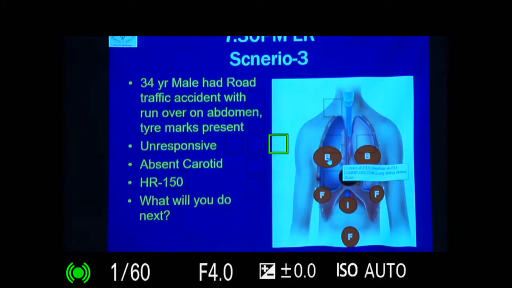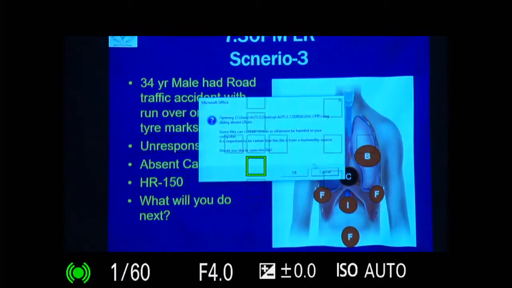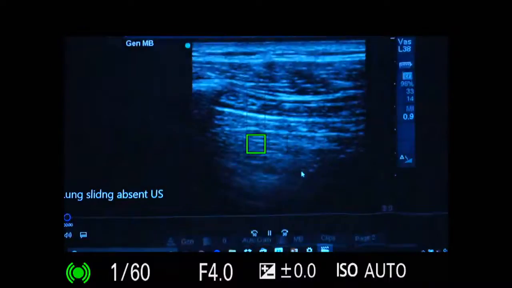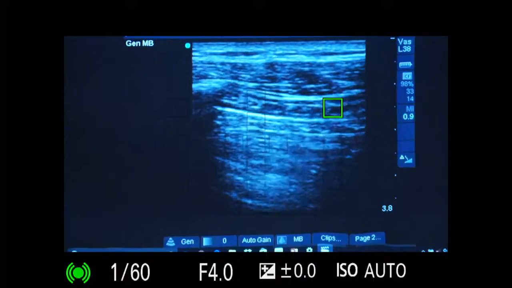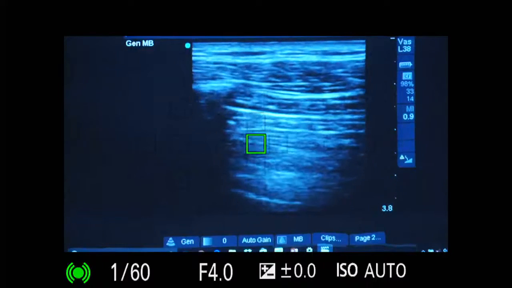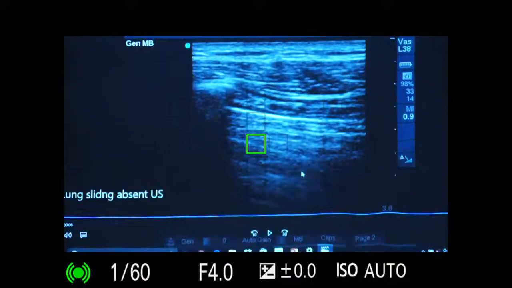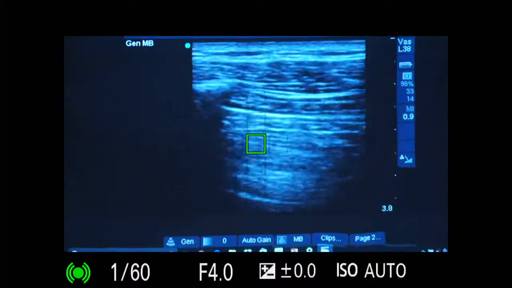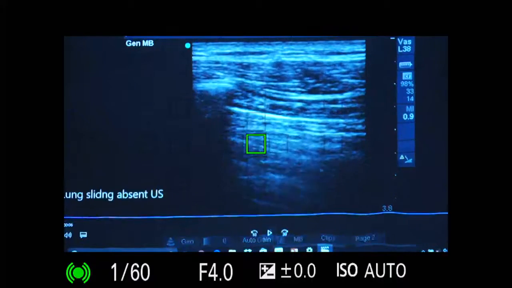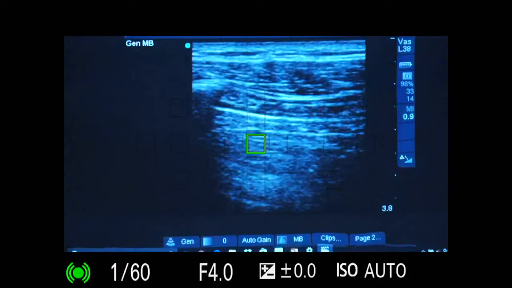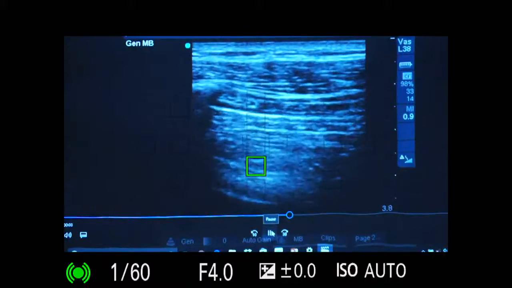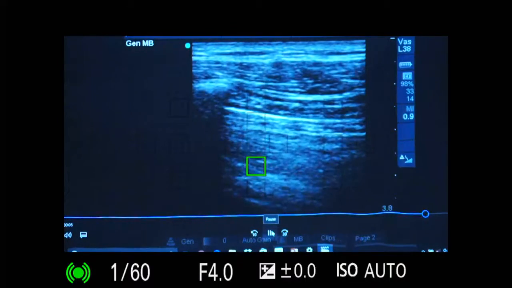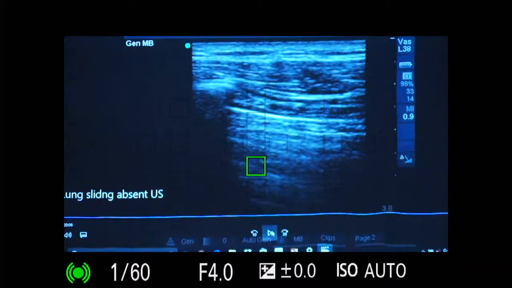The Ames clip protocol: cardiac, lung and IVC. Yes, sir. What do you think? Lung lining present, absent? What will you do next? If you think so much, the patient is already in arrest, then you don't have time to think. What will you do next? Needle thoracocentesis. Which space? Absolutely correct.